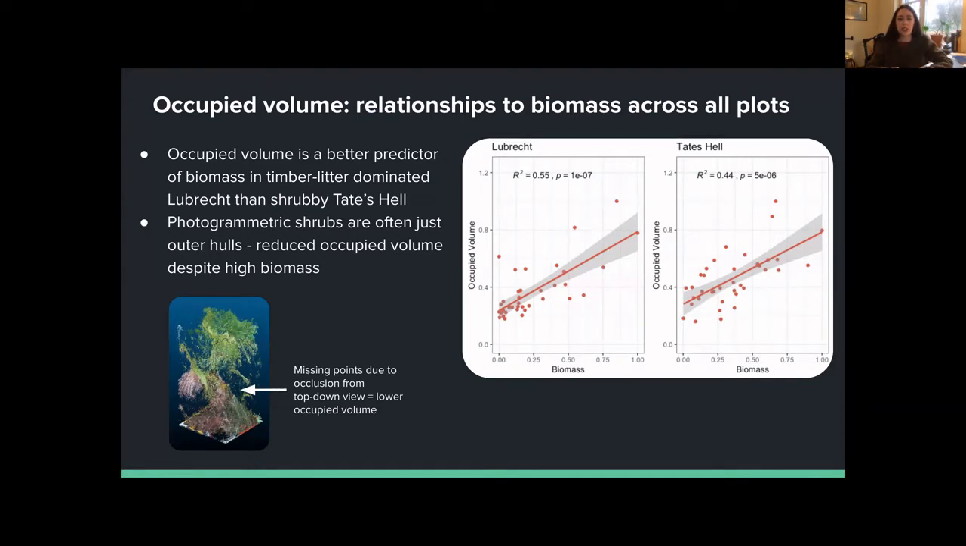And one explanation for this could be that there's more, or potentially more variable, occlusion for plots with large shrubs and dense vegetation like you see at the bottom here, which occur much more frequently in our Tate's Hell site. So Van already mentioned this in the first talk, but photogrammetry is really good at capturing the top or the outer hull of vegetation, but where the camera can't actually see something, it can't generate points for. So in really dense plots where you can only really see the outer edges or that outer hull of vegetation, you'll get a reduced occupied volume, even though there's quite a bit of biomass there.